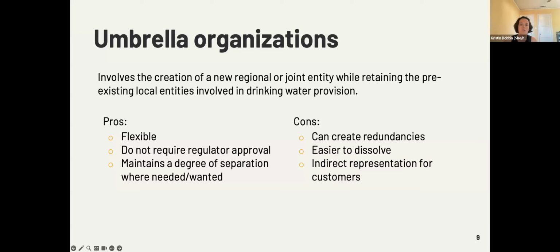Also, this removes representation a little bit from residents. The Joint Powers Authority, rather than representing residents, generally represents the CSD and the city, which then in turn represent residents. But you can see how we're slightly getting away from residential representation there. Again, there are more, but this is just to start to think about some of the pros and cons of an umbrella organization.